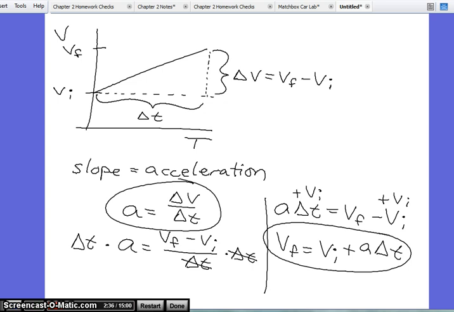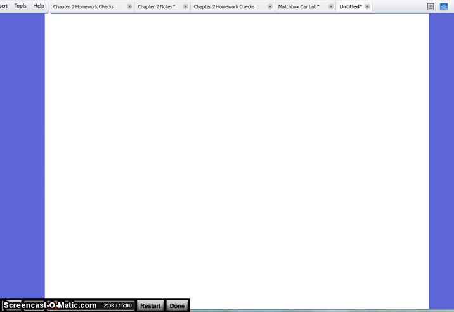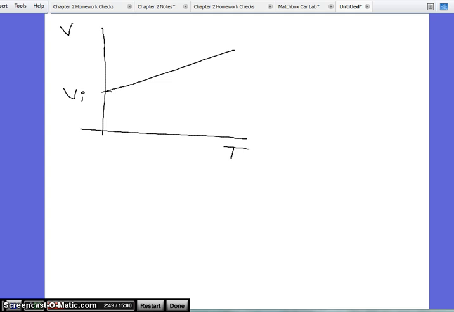To get our second equation, what we want to do is now look at the area of a velocity time graph. So again, we have our initial velocity, and it goes to some final velocity. And we're going to look at the area between the line and the x-axis. Now, this area here is equal to our displacement, not our distance, but our displacement.